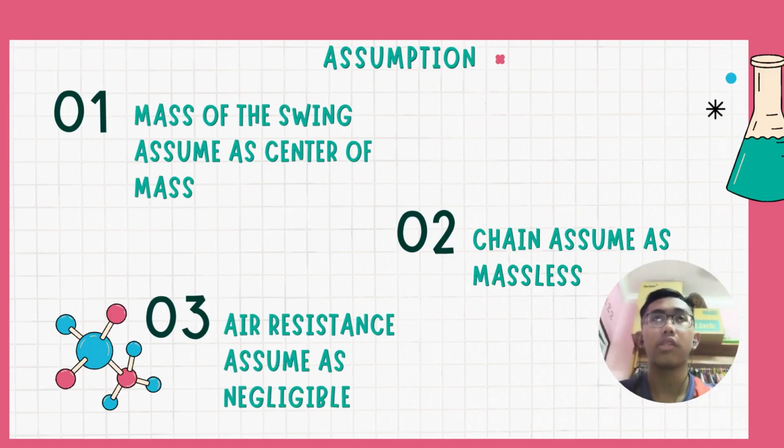Okay, next for the assumptions, we take three assumptions. The first one is that the mass of the swing is assumed to be at the center of mass. The second one is that the chain is assumed to be massless, and the third one is that air resistance is assumed to be negligible.